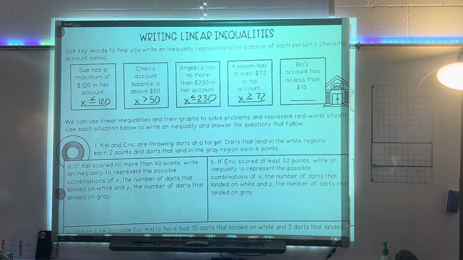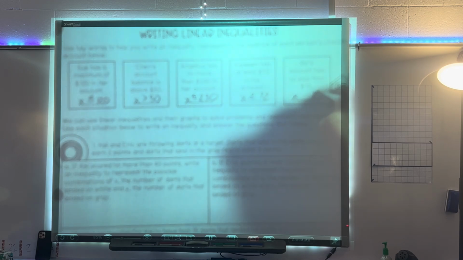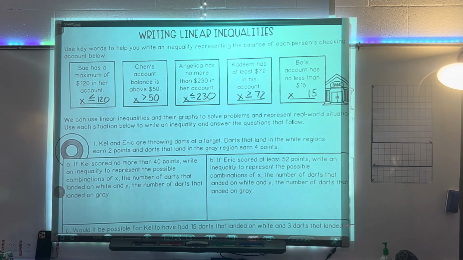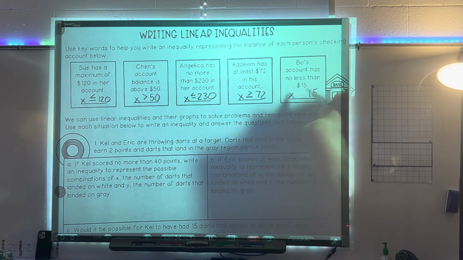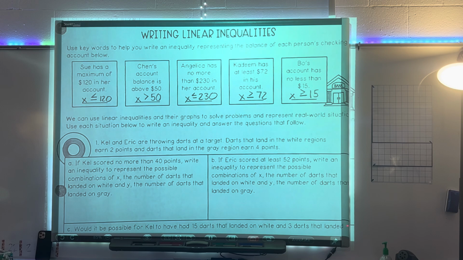All right. Bo's account has no less than 15. Now, if I have no less than 15, what does that mean I must have? Greater than or equal to. Everybody okay there? I can have 15, I can have more, but I can't have less than. Everybody good there? Okay. So that's that part. It's just kind of reminding us which inequality to write based on what those keywords say.